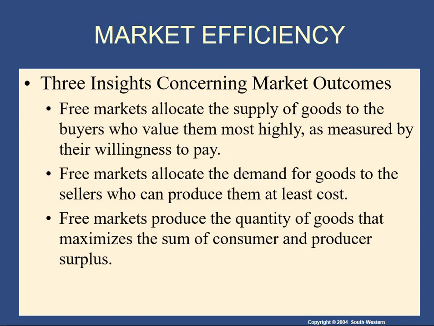So free markets ultimately produce the quantity of goods that maximize total surplus, which is the sum, or the addition, of consumer and producer surplus together.